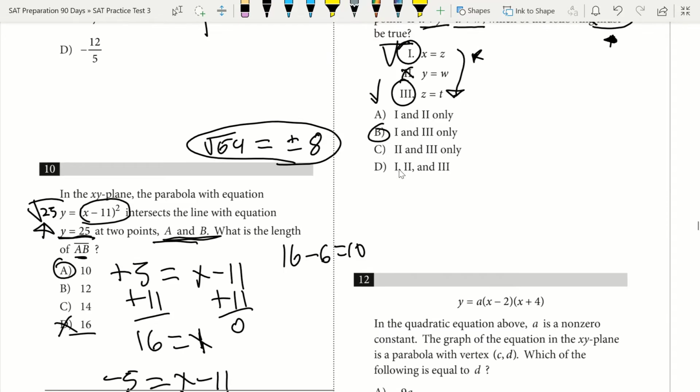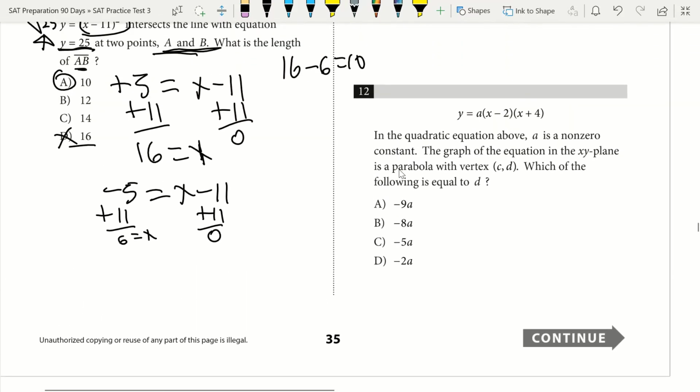All right, now we've got question 12. In the quadratic equation above, a is a non-zero constant. Okay, this means it can't be 0, it has to be a number. It can be positive or negative. The graph of the equation in the xy plane is a parabola with vertex C, D. Which of the following is equal to D?